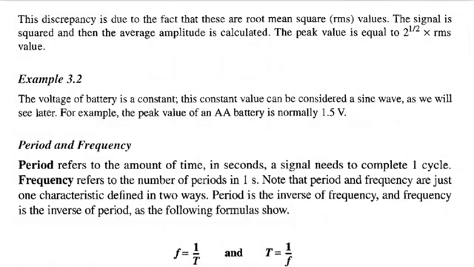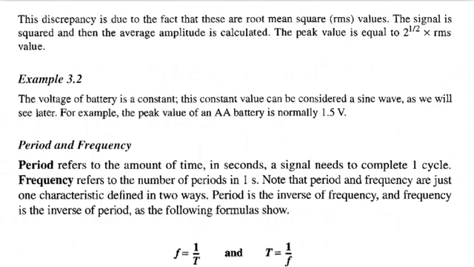This discrepancy is due to the fact that these are the root mean square values. The signal is squared and then the average amplitude is calculated. The peak value is equal to 2 raised to the power half times the RMS value.